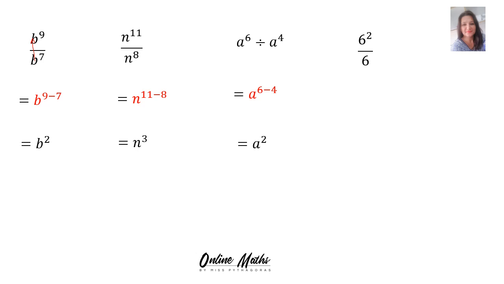6 squared divide by 6. Now this one at the denominator, since there is no exponent, it implies there's an invisible 1. Therefore, it's going to be 6 to the 2 minus 1, which is just 6.